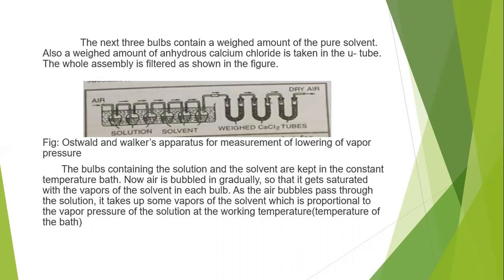In that, we have to maintain a specific temperature in the temperature bar. Now air is bubbled in gradually, so that it gets saturated with the vapors of the solvent in each bulb. So now what we have to do is send the air through all the three solvent bulbs. When the air is bubbled in gradually, it gets saturated with the vapors of the solvent in each bulb.